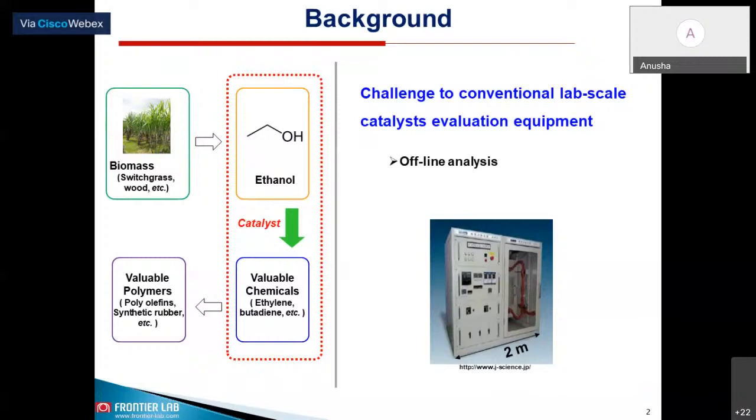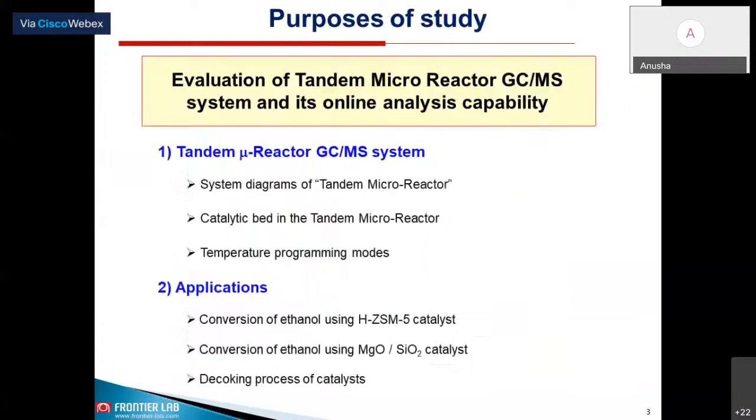So we have conducted an experiment to bring up this equipment called the tandem microreactor. So the purpose of the study is, you can see the tandem microreactor. You can see even the system diagrams of the tandem microreactor. I'm going to explain even the catalytic bed of the tandem microreactor, the temperature profiles, programming modes, and also a few applications, like ethanol using ZSM5 catalyst, and also Fischer-Tropsch synthesis you're going to see.